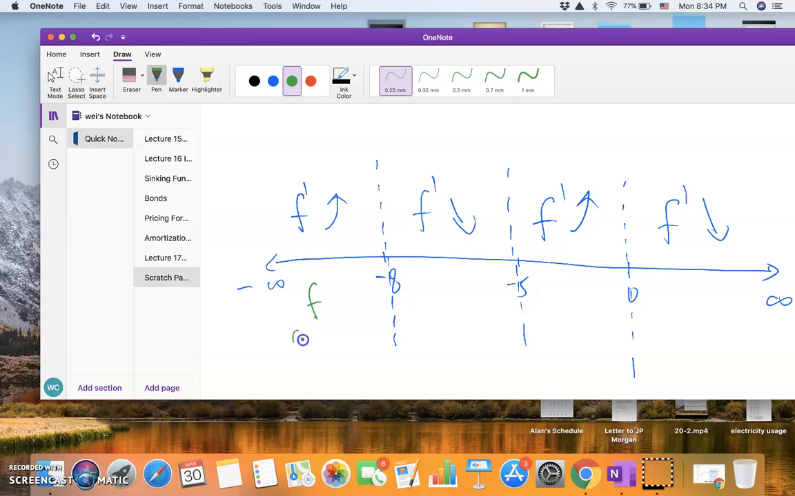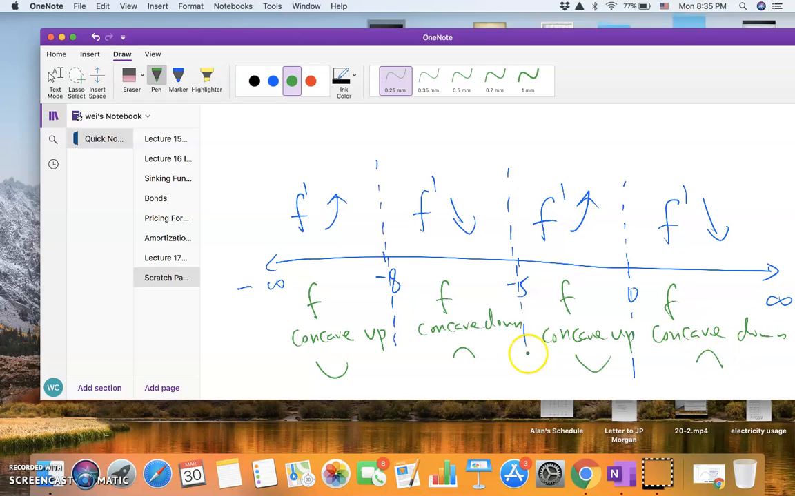Okay. Now I will translate this information into the concavity. Now, the function is concave up, and the function is concave down. And from negative 5 to 0, the function is concave up, and then it's concave down. Okay. So the inflection points are x equals negative 8, x equals negative 5, and x equals 0, because the concavity changes at these points.